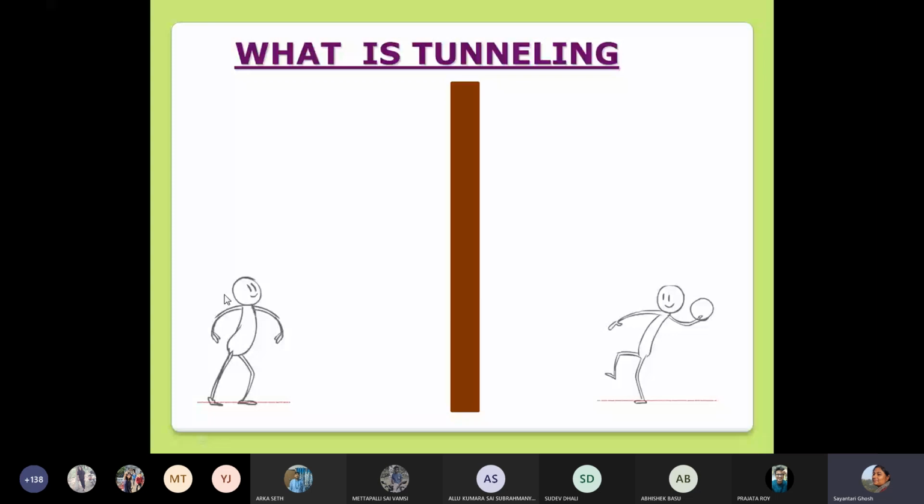How? So what is the basic understanding of quantum mechanics that you have learned? So the basic understanding of quantum mechanics is the wave particle duality, right? So let us just think about it from there without any mathematics. Let us try to understand tunneling.